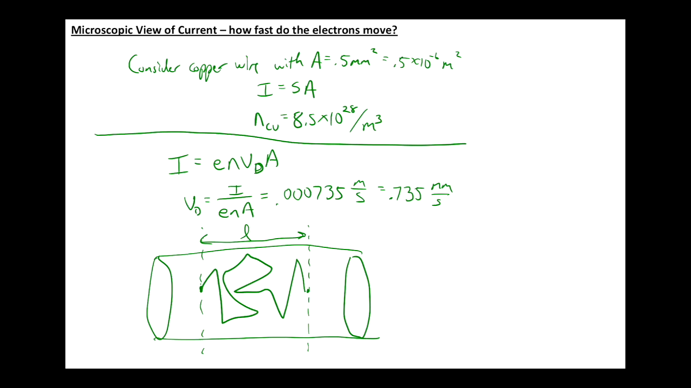Where? What? How? This? 5A. 5 amps. Yes.